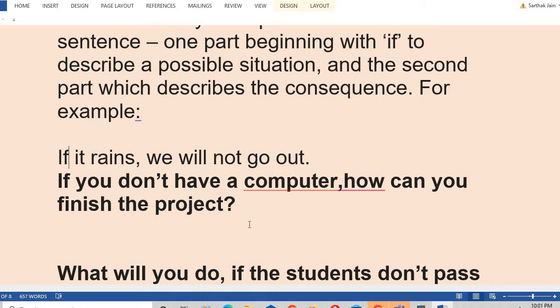Now you can notice the use of the tenses here. In both of the sentences, notice the tense used. In the first sentence, the if clause has simple present tense, whereas the main clause has simple future tense. Whereas in the second sentence, the if clause again has simple present tense and the second clause also has simple present tense. Okay.